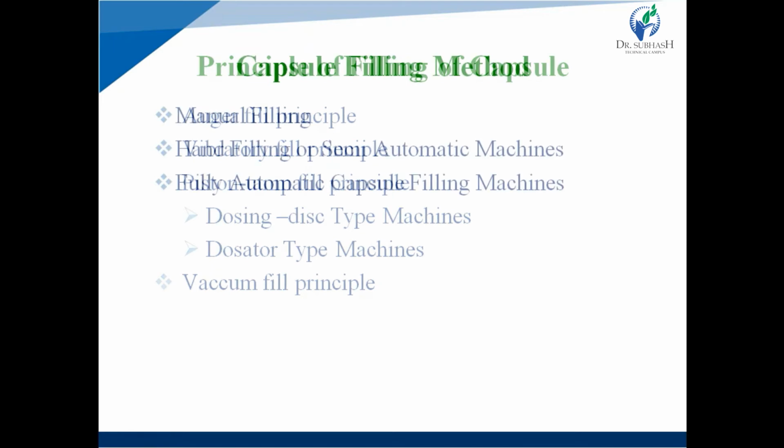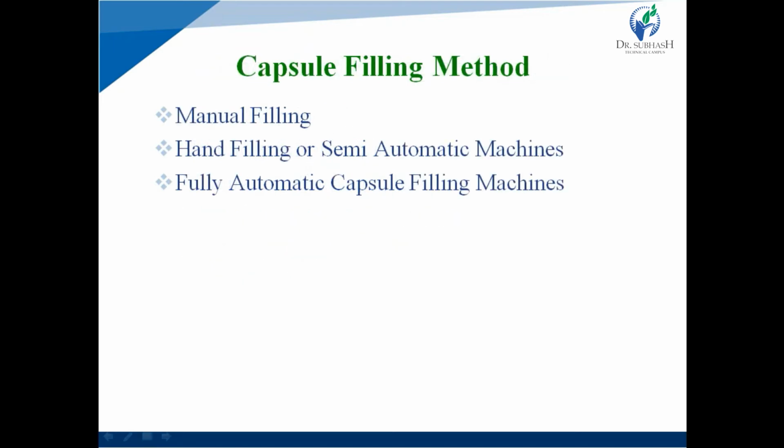Next one is capsule filling methods. Three filling methods are available. First one is the manual filling method. Next one is the hand filling machine or semi-automatic machine. And last one is the fully automatic capsule filling machine.